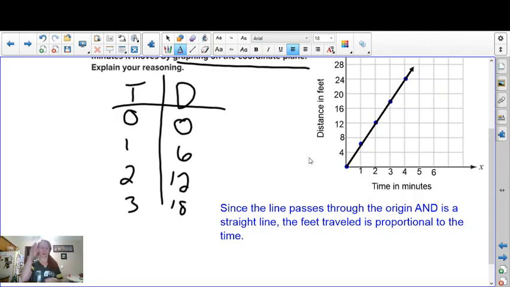to the time. So that means that every time I move over one, I go up the same amount. Every time I move over another, I go up the same amount. Every time I move over one, I go up. Every time I move over again, I go more up. So proportional means that it's consistently increasing at the same change in time and the same change in feet.